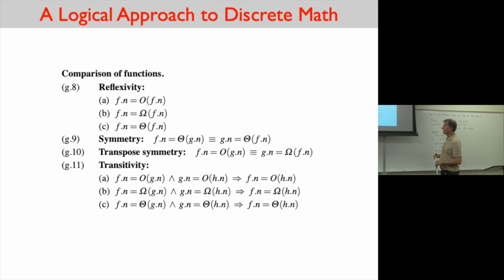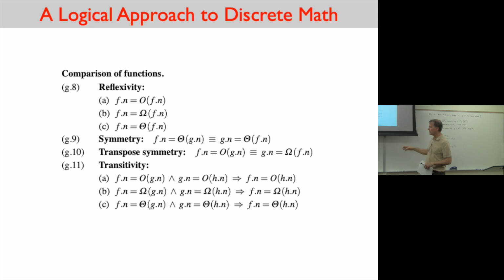Let's take a look at G7, comparison of functions. First of all, we have some really interesting properties, but I think you can see what they are. First of all, f(n) is big O of f(n). In other words, a function is its own upper bound, right? And a function is its own lower bound. It's also big omega of f(n). And it's also a big theta of itself, right?